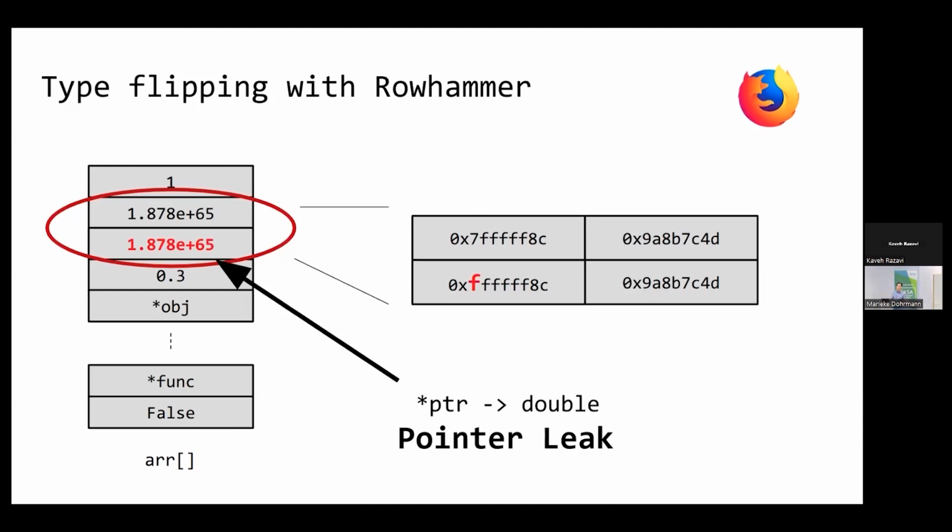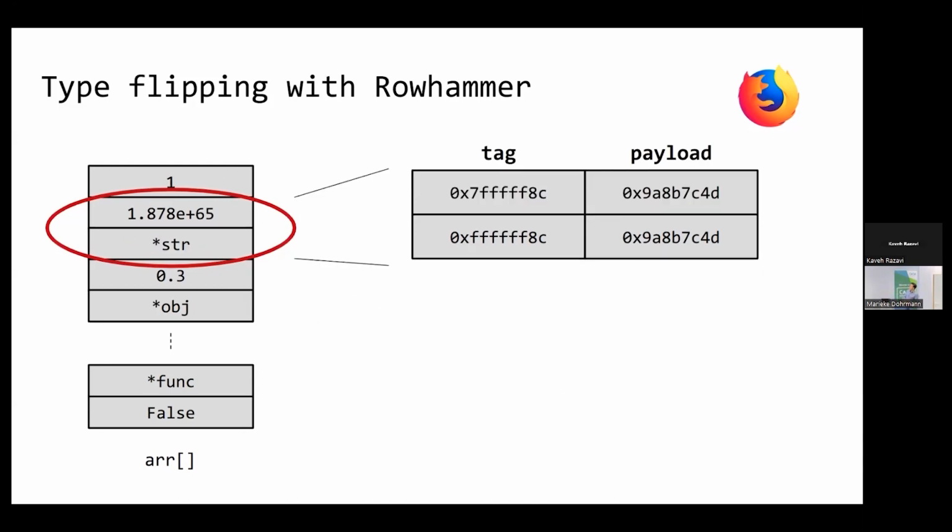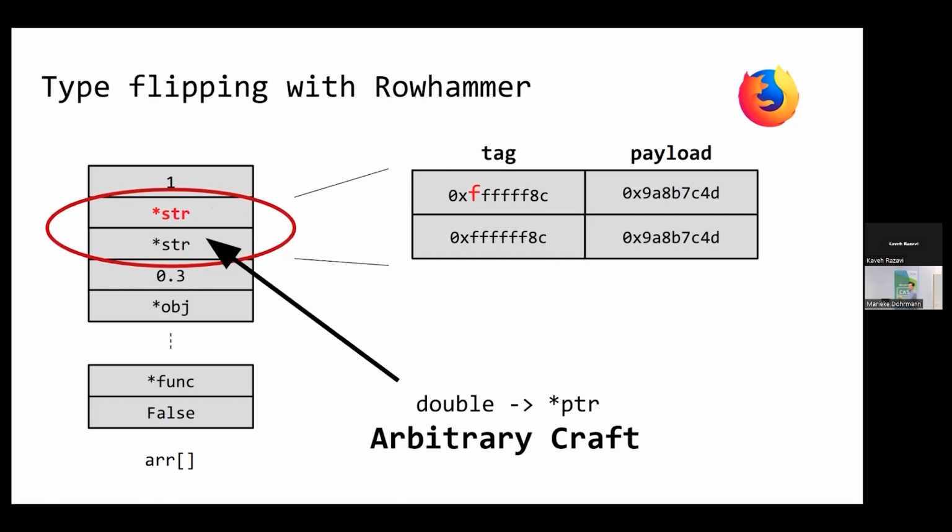But here with this primitive, you can essentially leak pointers. And the other thing that you could do is essentially take a float, and then flip a bit in the tag and make it a pointer. So you could take any float and make it a pointer. Essentially this provides you with a primitive to do an arbitrary craft, okay?